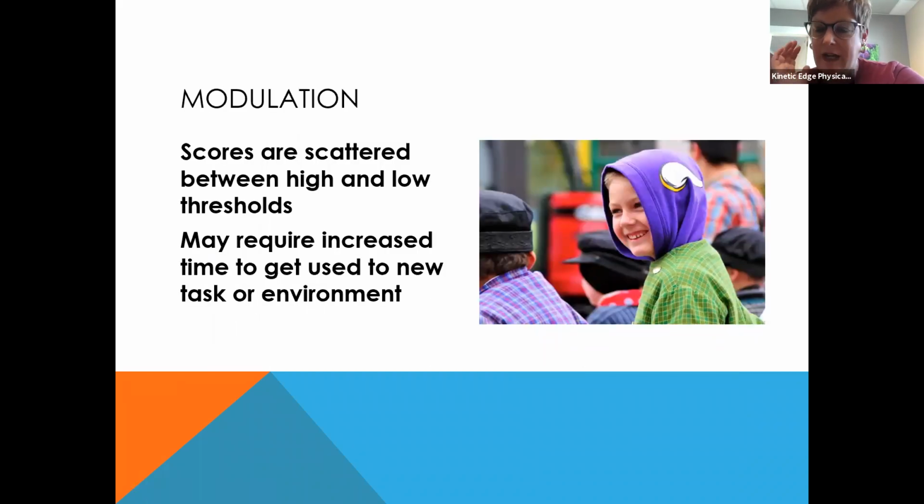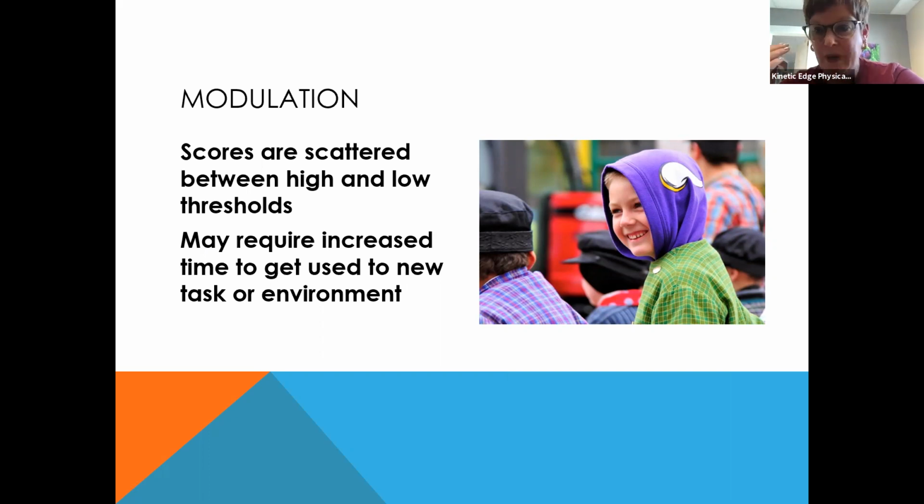Modulation. So like I said earlier, sometimes kids will score in maybe a high threshold. They might be a seeker in one area and avoider in another. And so you've got a combination there of high and low thresholds. And so what that might be predicting is an issue with modulation. So modulation is our brain's ability to get used to something.